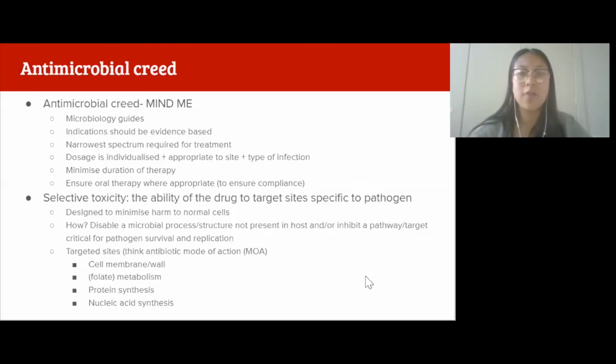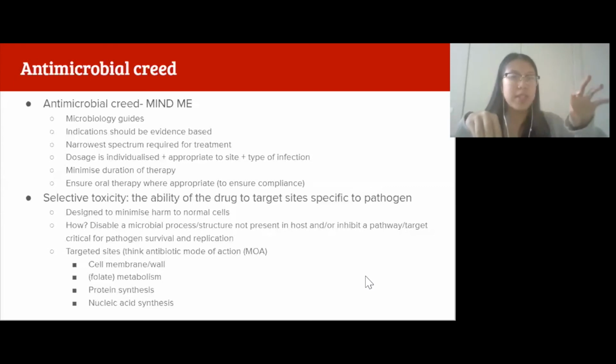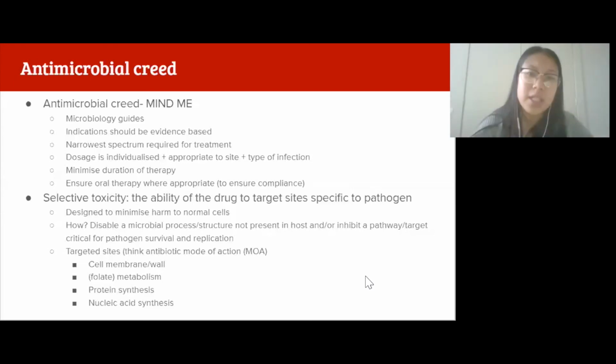That refers to the ability of a drug to target sites specific to the pathogen. It's the idea that you want to target the pathogen and not any of the human cells and accidentally cause damage and harm to them. How do you do that? Basically, you have to disable a microbial process or a structure so that your pathogen can't work the way it's intended, or you can target and inhibit a pathway or a target critical for pathogen survival and replication.